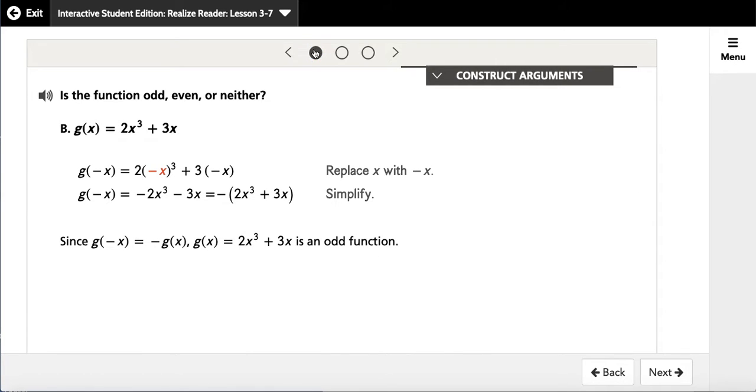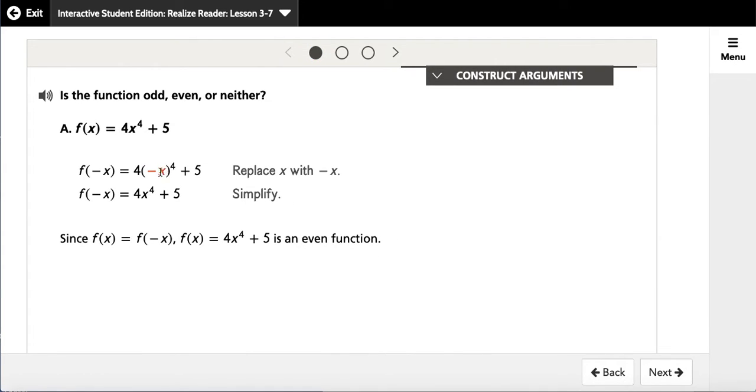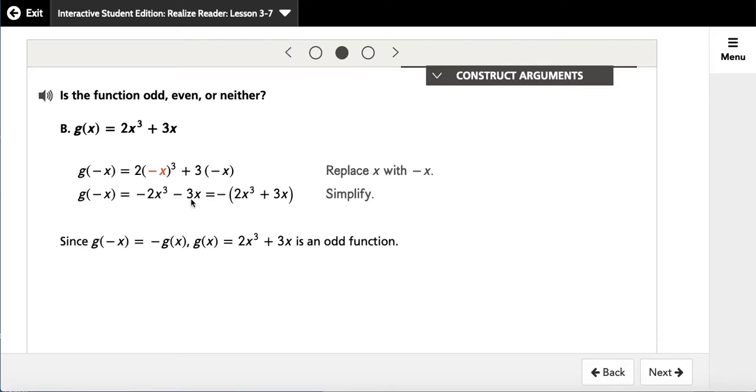So going back to this one, if you plug in negative x and after you do out the expansion you end up with the same thing, it's an even function. If you plug in negative x and it ends up being negative times the first function, it's an odd function. And if you do it and it's neither one of those cases, it's neither.